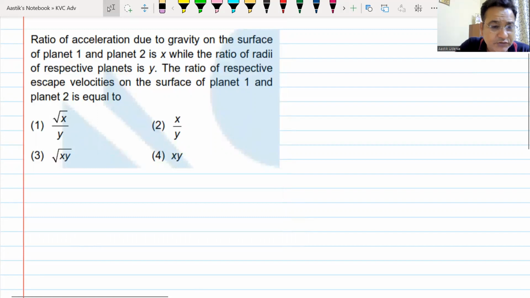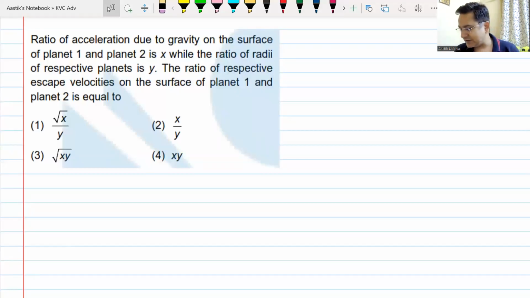Ratio of acceleration due to gravity on the surface of planet 1 and planet 2 is x, while the ratio of radii is y. What is the ratio of escape velocities? I'll give you a minute. Think about it and give me the answer. Option 3, well done. That is the correct answer. Well done, and you have done it in the right time.